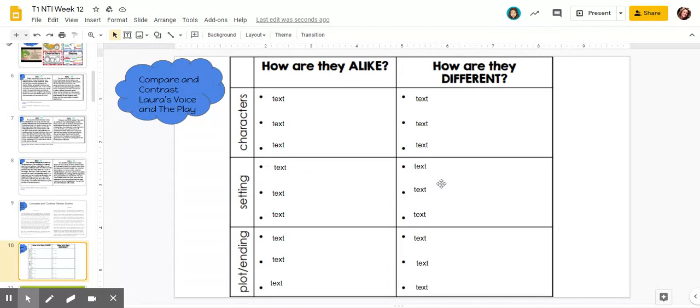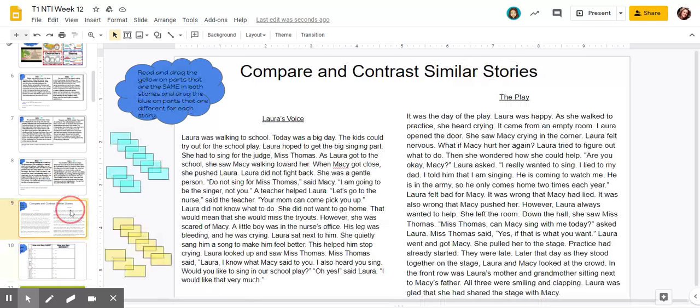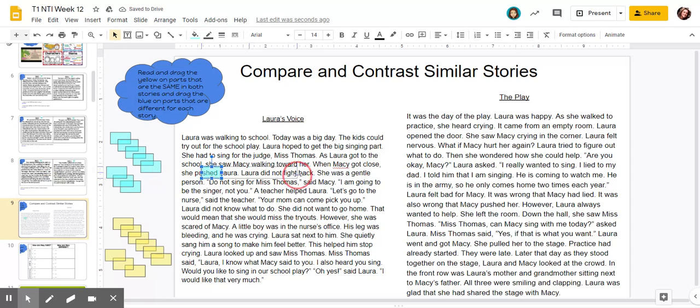Then you're doing setting and the plot and ending. So important events and the ending of the story. How are they the same? How are they different? You have little highlighting tools over here to the left. You can use those to highlight text to help you stay organized and to show that you are going back in the story to find text evidence in order to answer these questions.